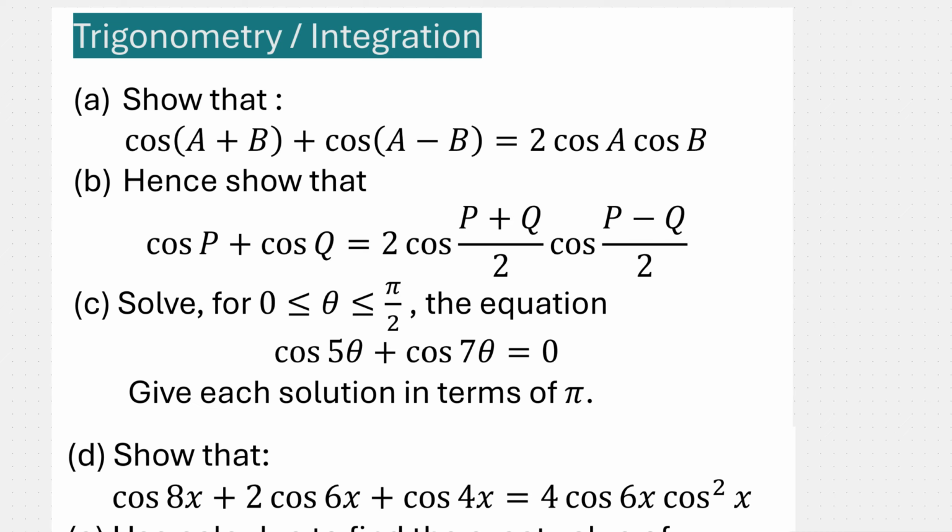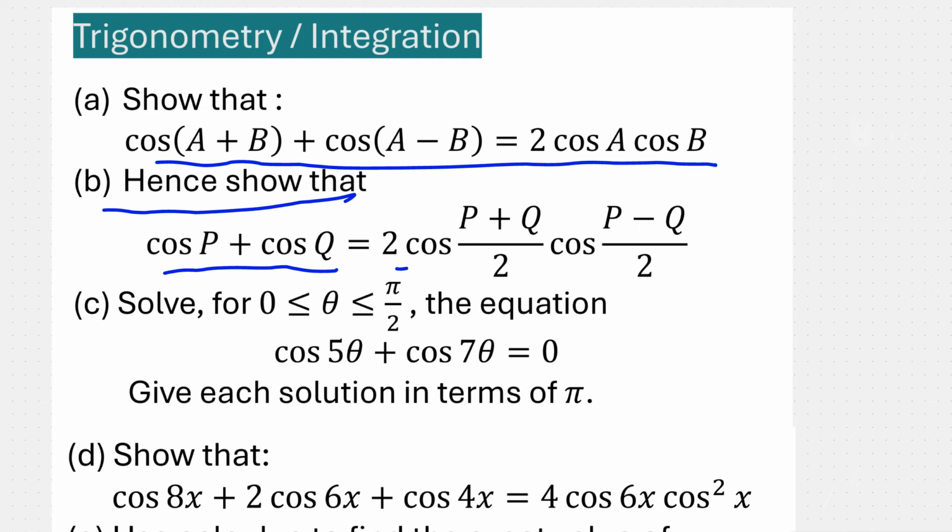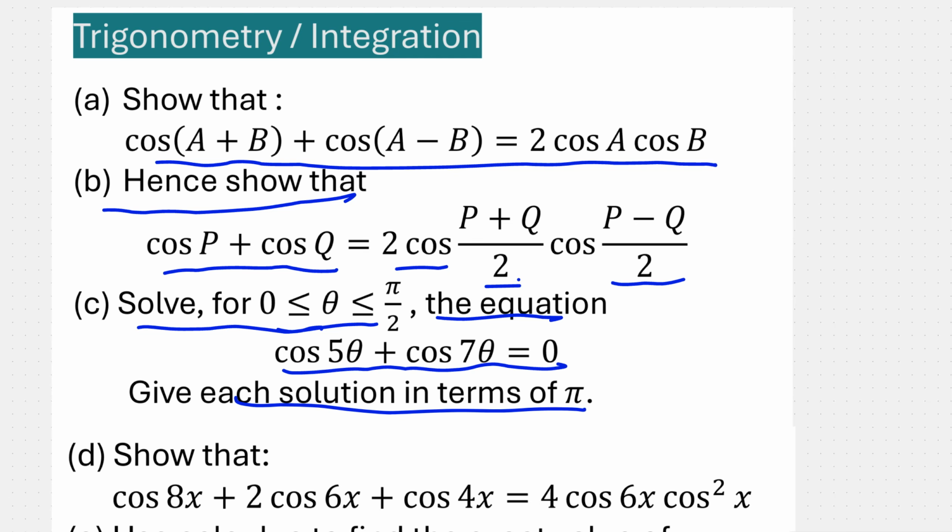Hello everybody, in this question we need to show that cos(a+b) + cos(a−b) is 2 cos a cos b. That's the first bit, and hence we need to show that cos p + cos q equals 2 cos((p+q)/2) cos((p−q)/2). And then we need to solve, for 0 ≤ θ ≤ π/2, the equation cos 5θ + cos 7θ = 0, and give each solution in terms of π.